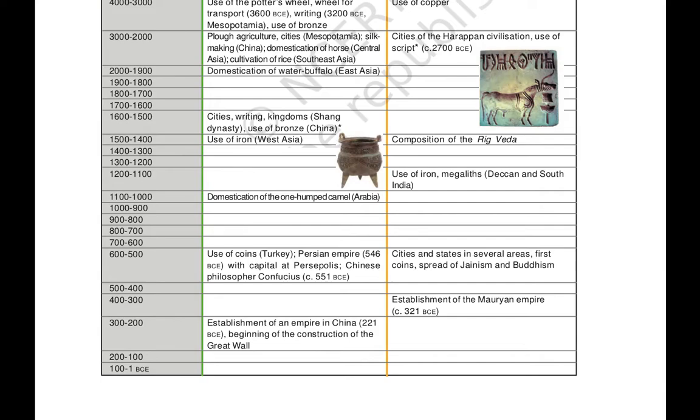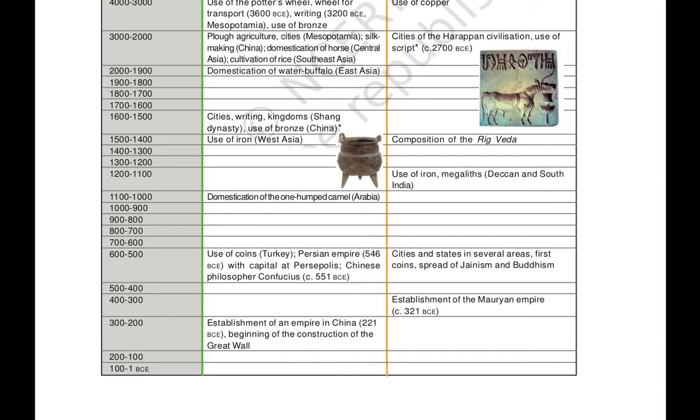Then 1500 to 1400, use of iron, West Asia. In South Asia, composition of the Rig Veda from 1400 to 1100. In the 1200 to 1100 timeline, in Europe, use of iron, megaliths, Deccan and South India. From 1100 to 1000 BCE, in Asia, domestication of the one-humped camel, Arabia.